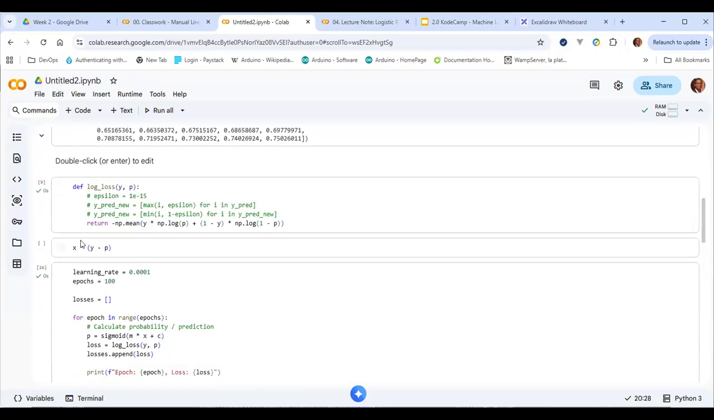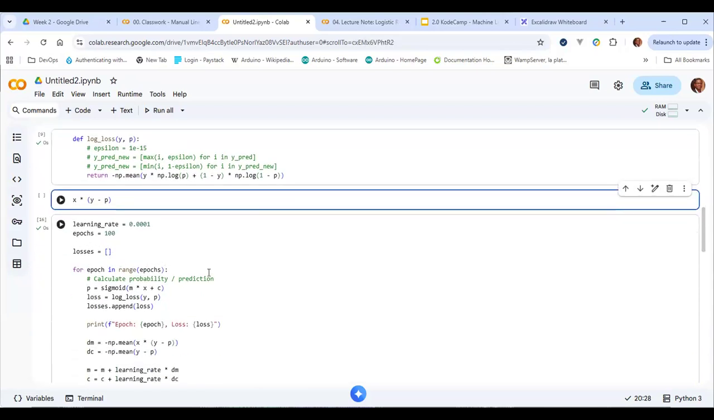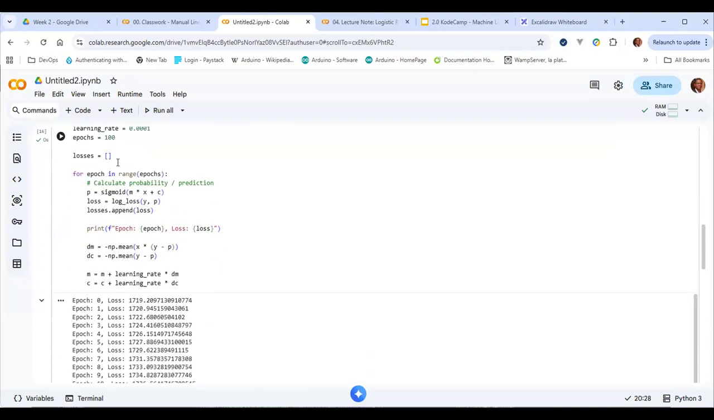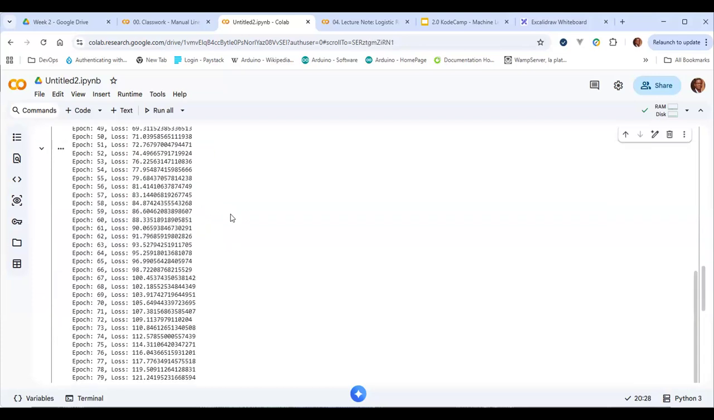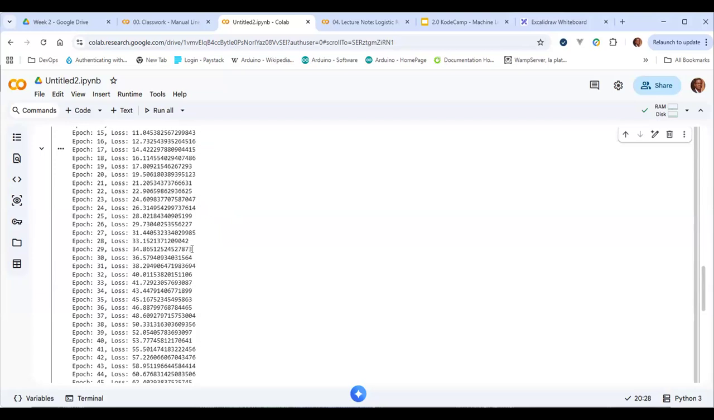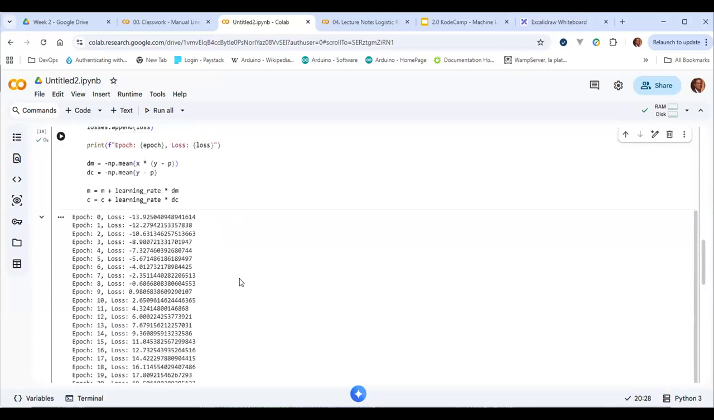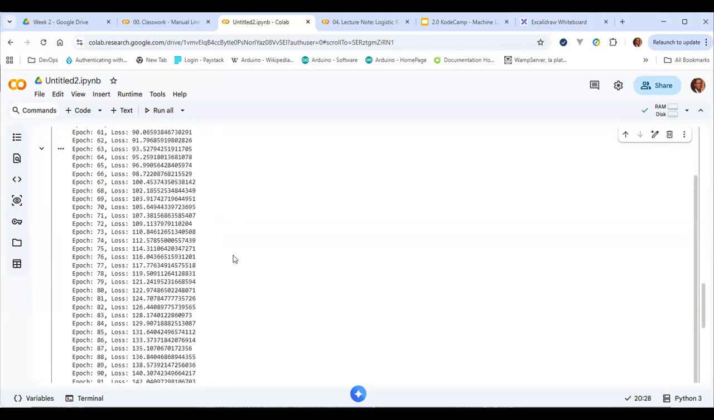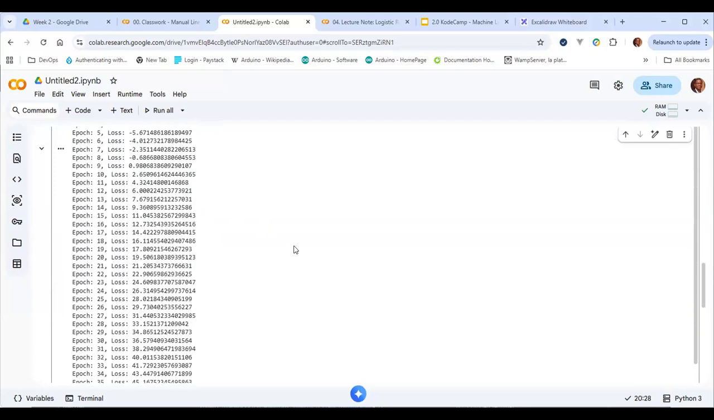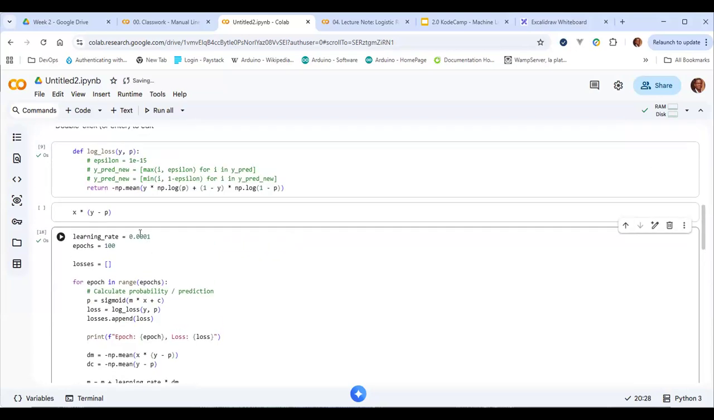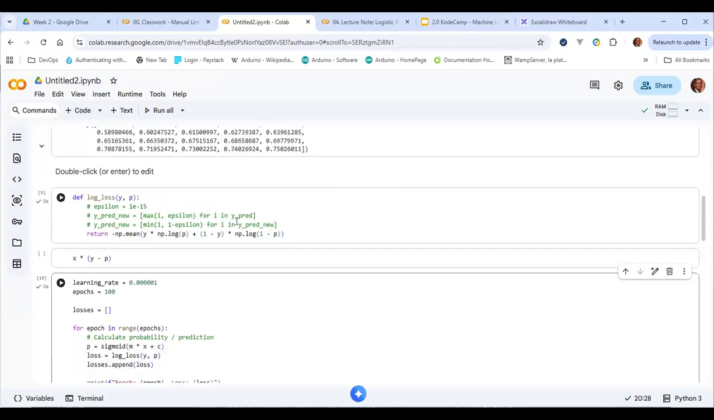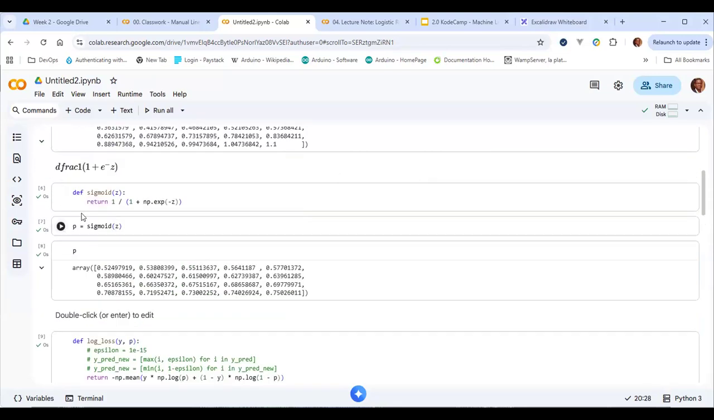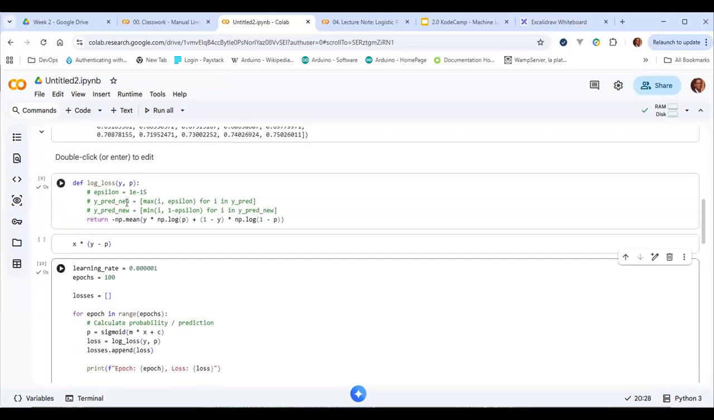Maybe I have missed something. I need to check X. This is correct. Yeah, but it's still growing. Loss is basically going away instead of stabilizing. And it's probably because we are dealing with just a single straight line.